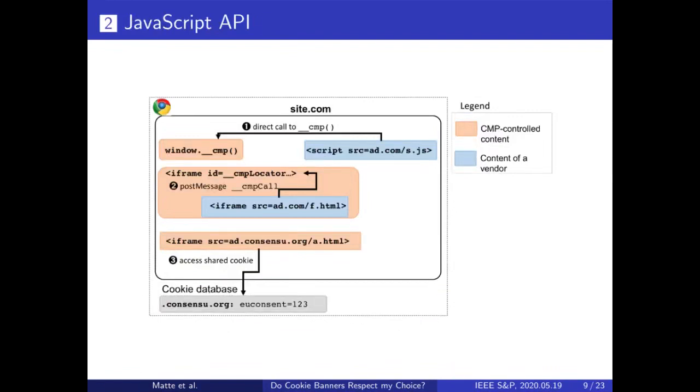The second thing that the TCF defines is a JavaScript API to standardize the communication between CMPs and advertisers. These specifications are public, which allows us to study the communication between the CMPs and these advertisers. But I'm going to describe this a bit later.